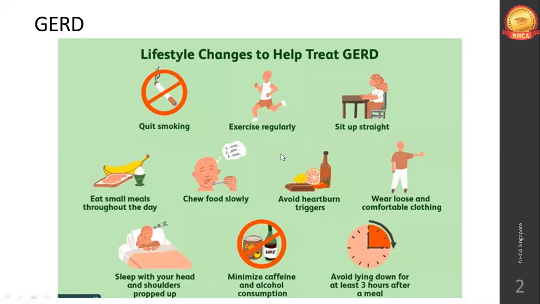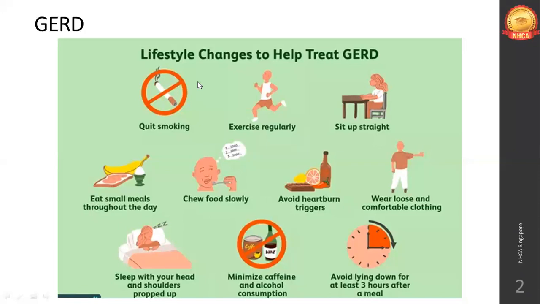Certain lifestyle changes can help treat GERD or reduce its impact. If you are a smoker, try to quit smoking, exercise regularly, and sit up straight, don't slouch over. Sit straight while eating. Eat small meals throughout the day. Chew the food slowly. Avoid heartburn triggers, for example, spicy food and too much sugary food.